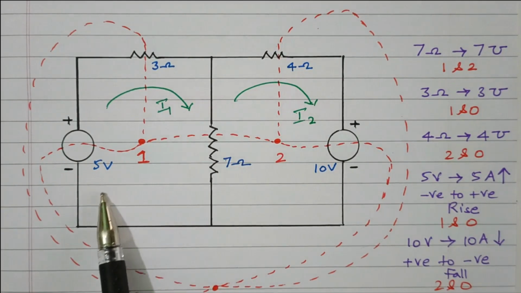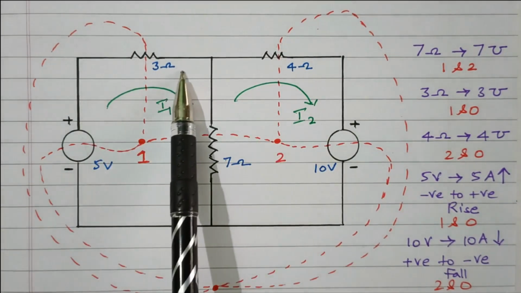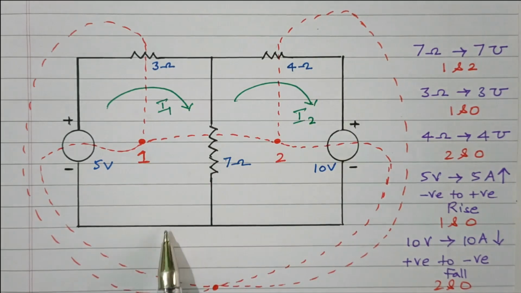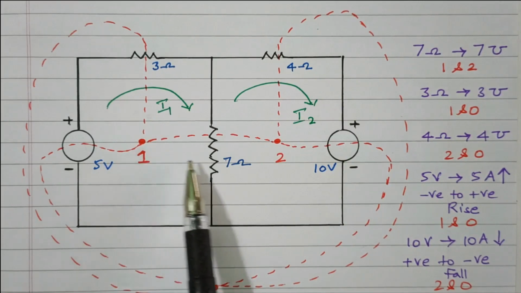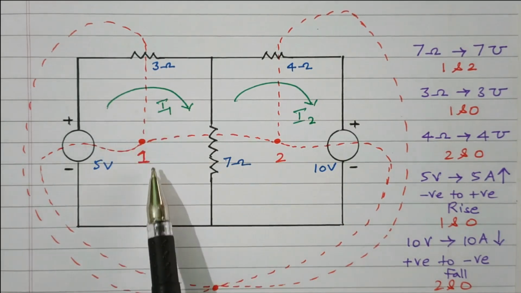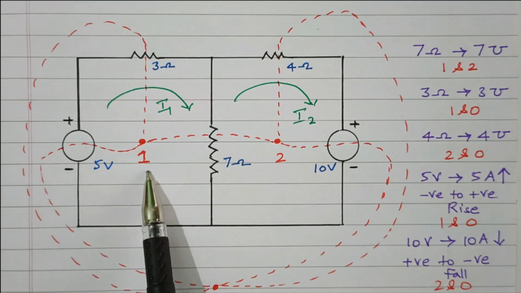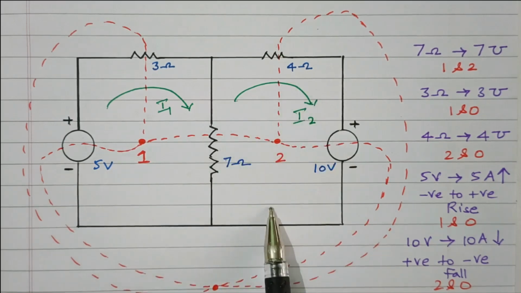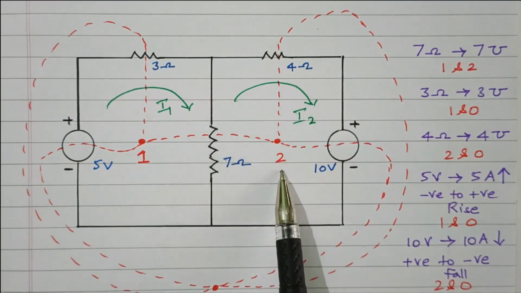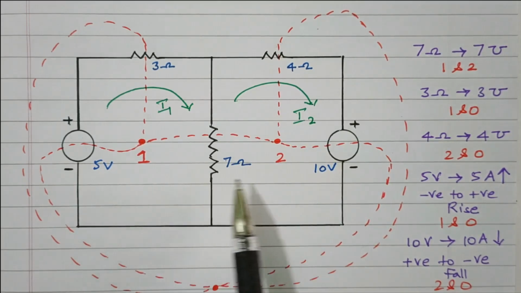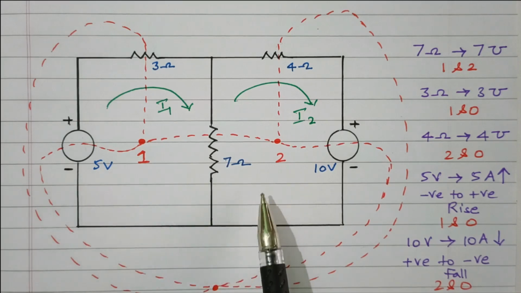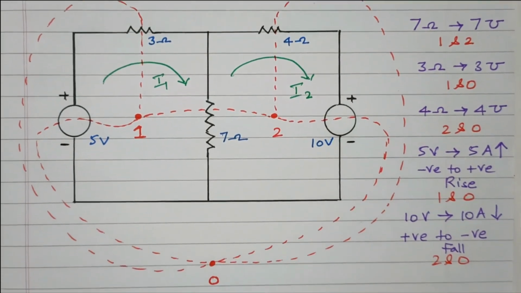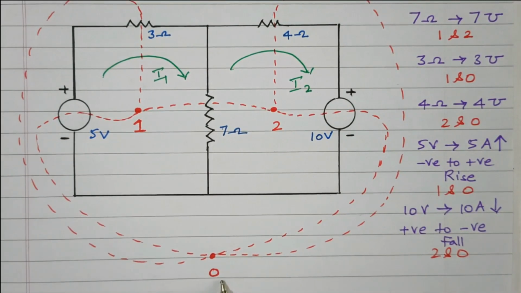So the diagram is drawn again. The black color diagram is the original network. The first step is we need to place a dot in each and every loop. This is the first loop; we place one dot and number it 1. This is another loop; here one more dot is placed, numbered 2. So we have two loops available, and two dots are placed, numbered 1 and 2. And one dot is placed outside the loops. This is called the reference node.